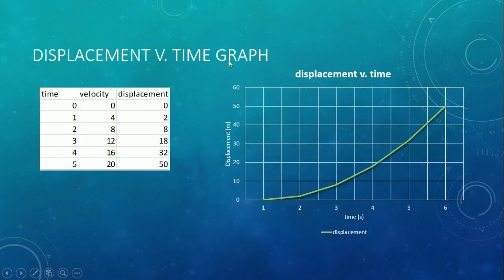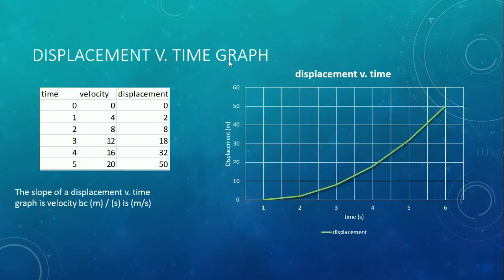From this, we can analyze the slope. So the slope of a displacement versus time graph is just velocity. And you can get this because meters, which is the unit for displacement, divided by time is meters per second. So meters per second is a unit of velocity. So this is how you know the slope is velocity.